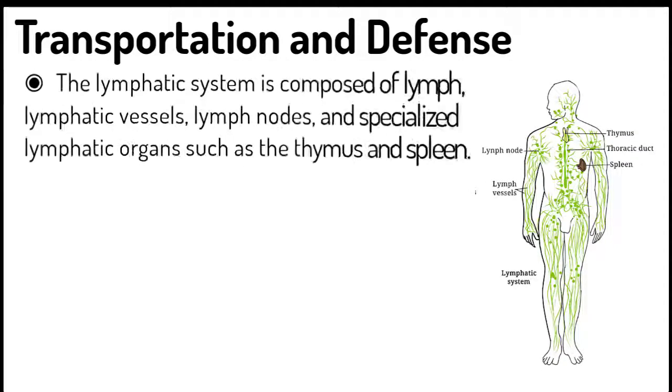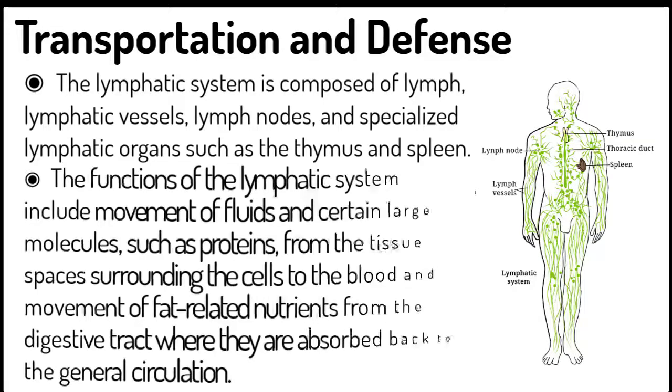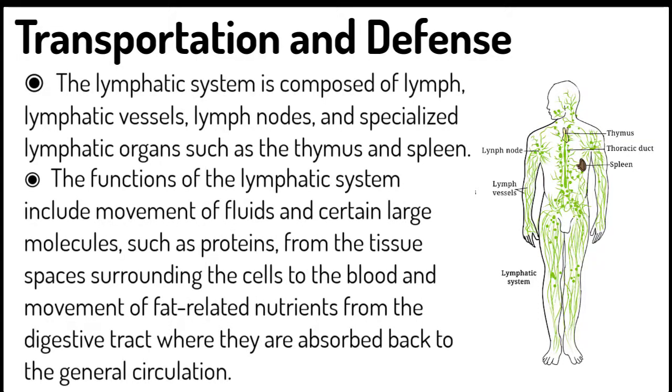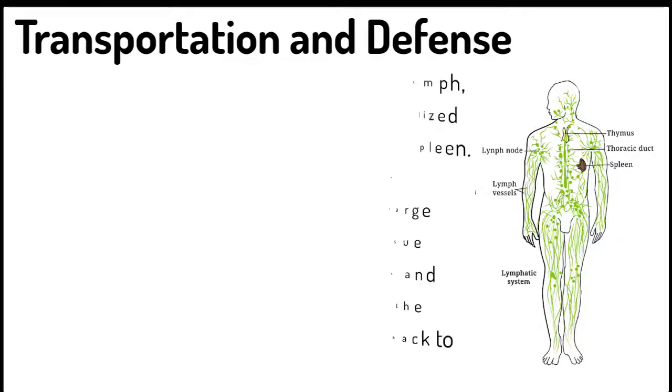The lymphatic system is composed of lymph, lymphatic vessels, lymph nodes, and specialized lymphatic organs such as the thymus and spleen. The functions of the lymphatic system include movement of fluids and certain large molecules such as proteins from the tissue spaces surrounding the cells to the blood, and movement of fat-related nutrients from the digestive tract where they are absorbed back to the general circulation.